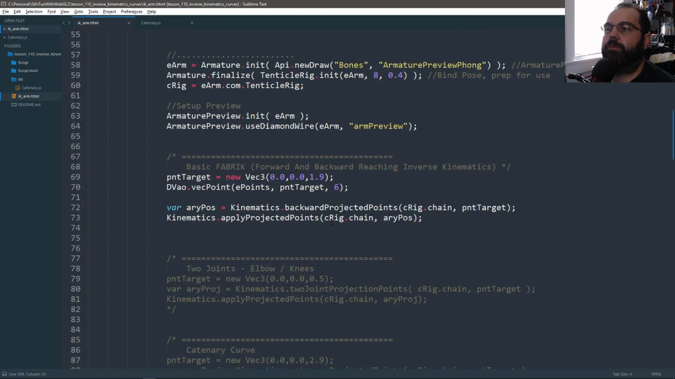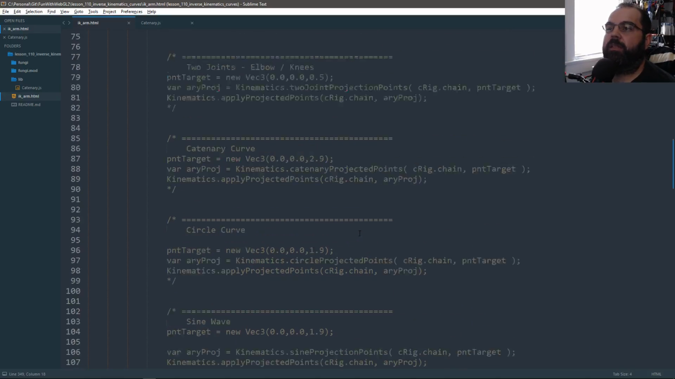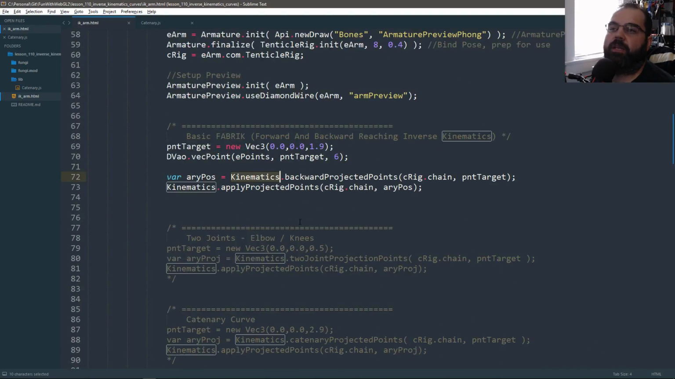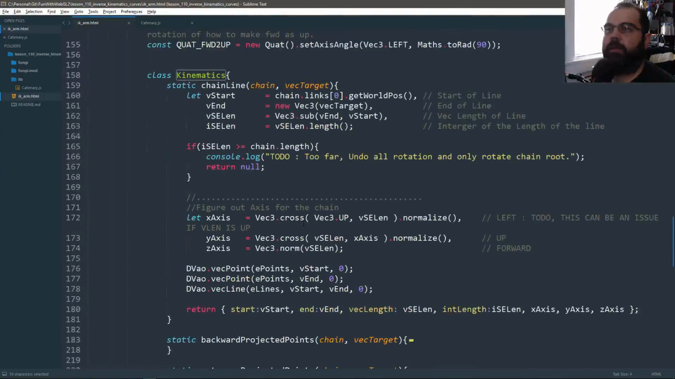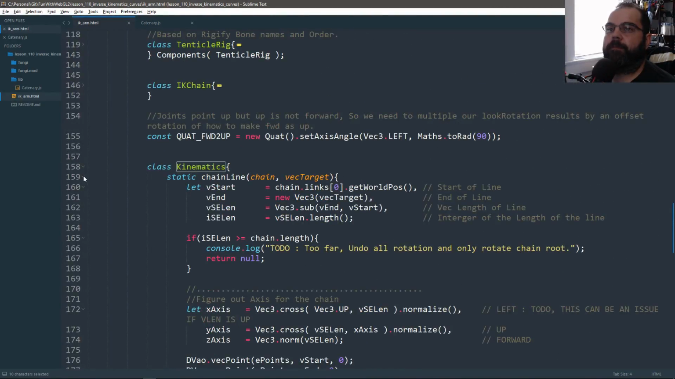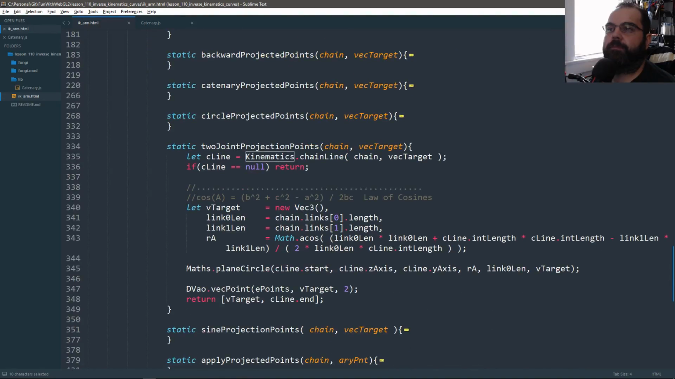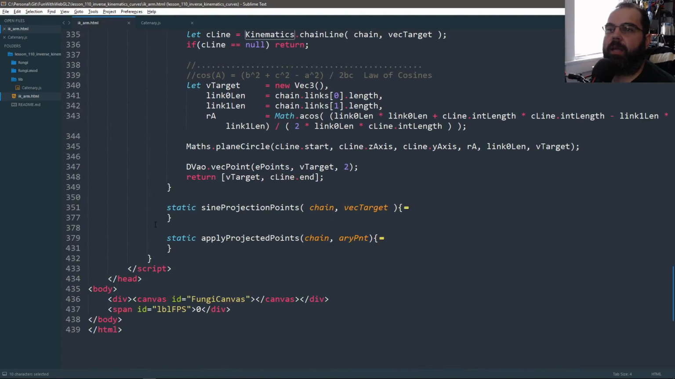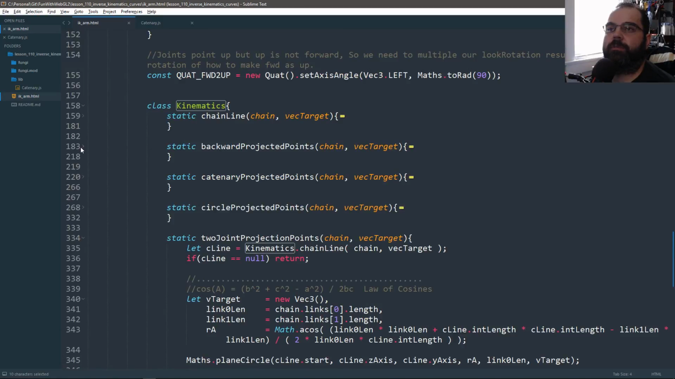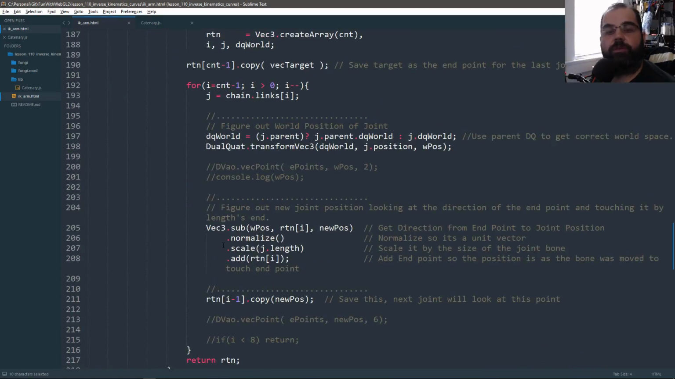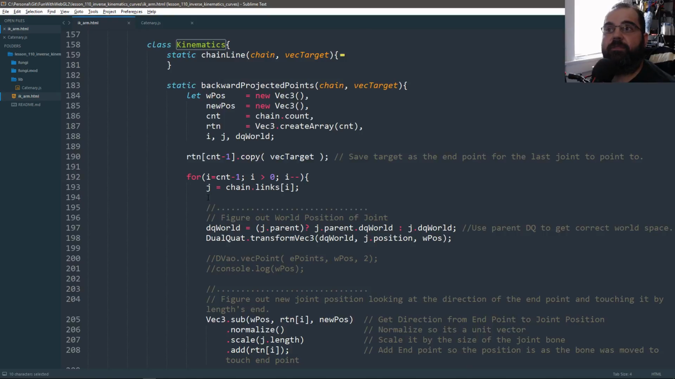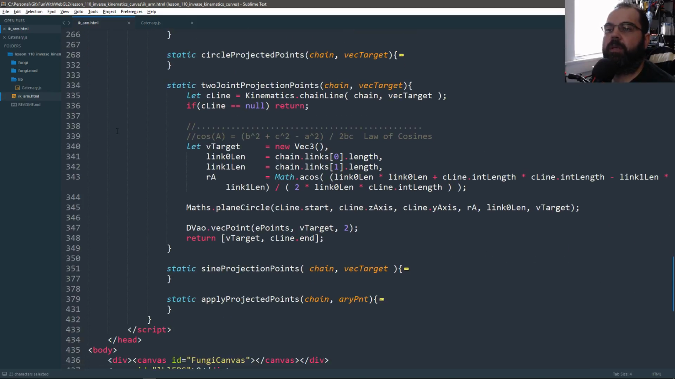So let me just show you where we left off in the last function last time. I cleaned things up a bit. I have created a class called Kinematics. Backwards is the old function that we used in the last video to perform the inverse part. I call it backwards projection. It's just the basic inverse kinematics that we can use. And then we apply projected points.